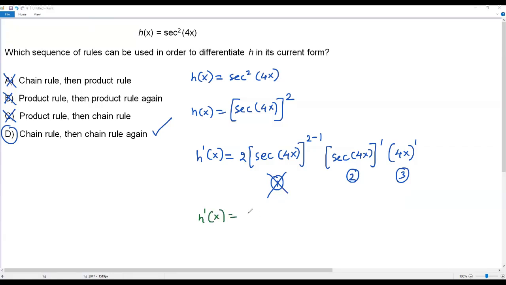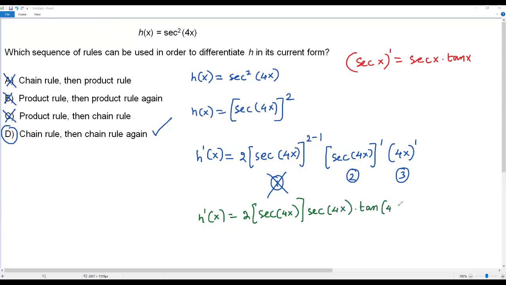That is h prime of x equals 2 times secant of 4x. 2 minus 1 is just 1. So whenever there is an exponent 1, we can simply ignore it. Also, here we have to get the derivative of secant of 4x. Already we know the derivative of secant x. So what is the derivative of secant x? Let me write the derivative of secant x. That is secant x times tangent x. The same thing we have to do over here, but in the place of x, we have 4x. So on the right side also, in the place of x, we have to write 4x. Then I'm getting secant of 4x times tangent of 4x.